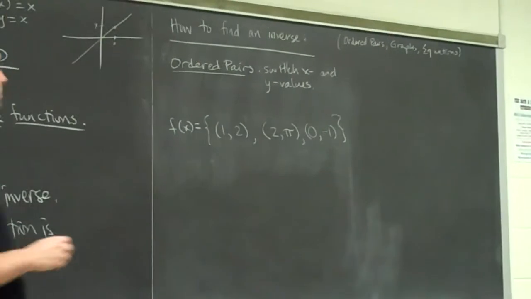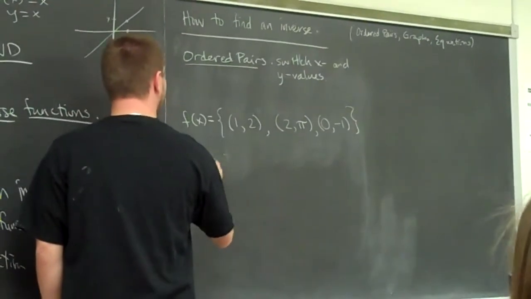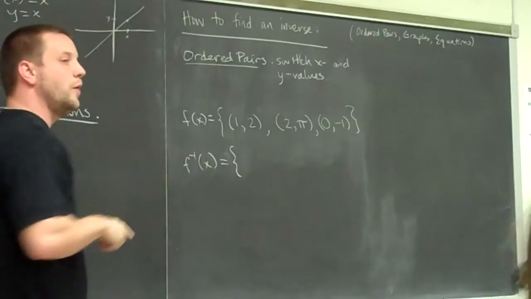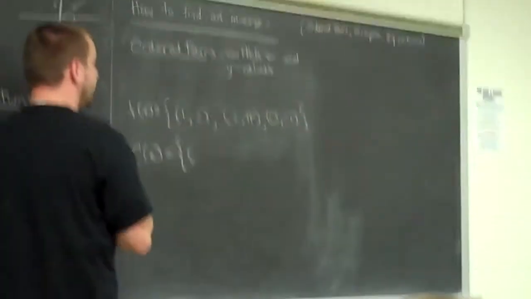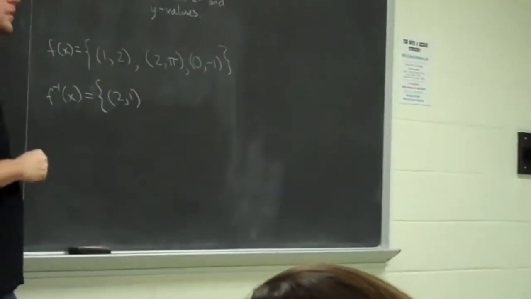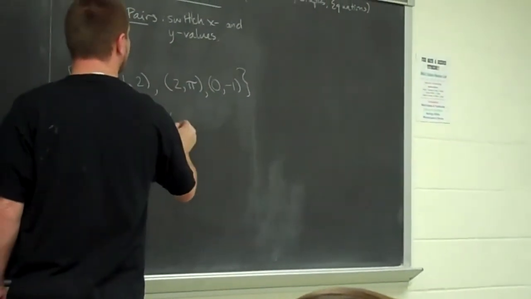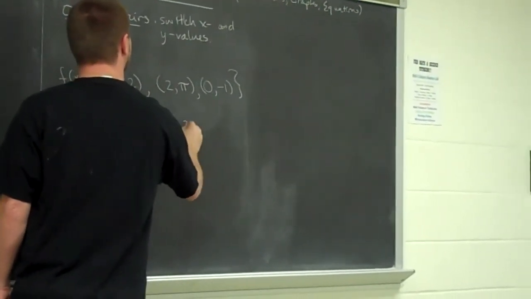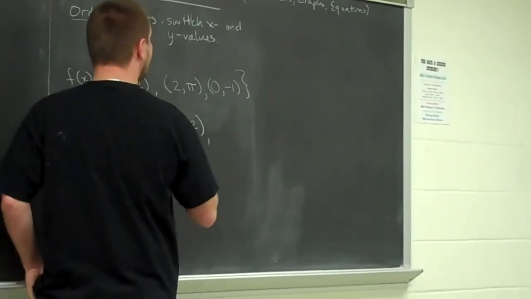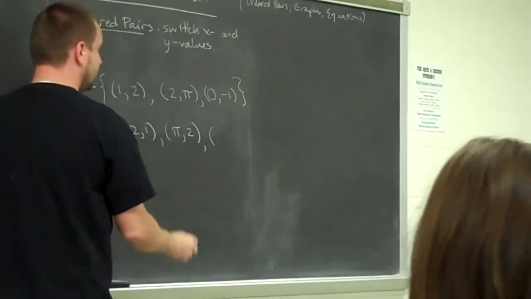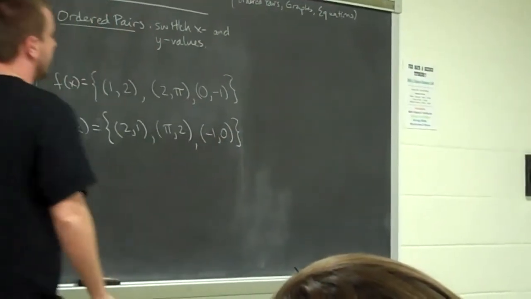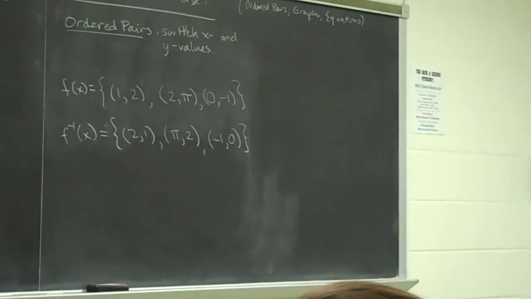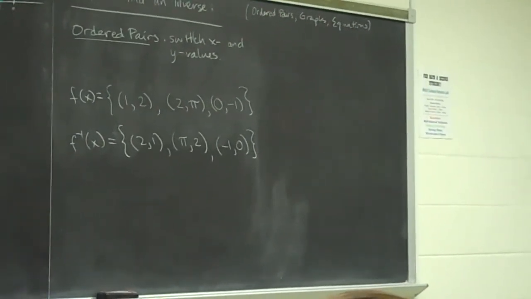So then if I asked you, what's the inverse of that function? You would go through one by one and just switch your x and y values. So one point in the inverse function would be (2, 1). Another point would be (pi, 2). And the third point would be what? (-1, 0). And that's its inverse. Switch x and y, and that's it.